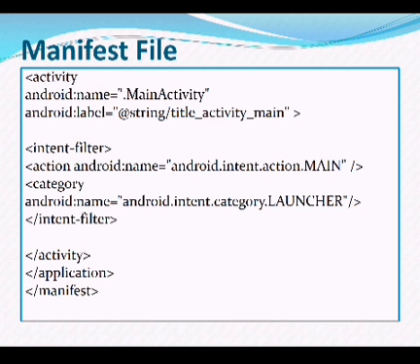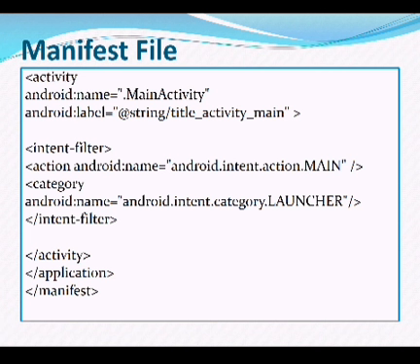Next, the activity tag is used to specify an activity. The android:name attribute specifies the fully qualified class name of that activity subclass, and the android:label attribute specifies a string to use as a label for that activity. You can specify multiple activities using the activity tag. So all other activities are mentioned in this manifest file.